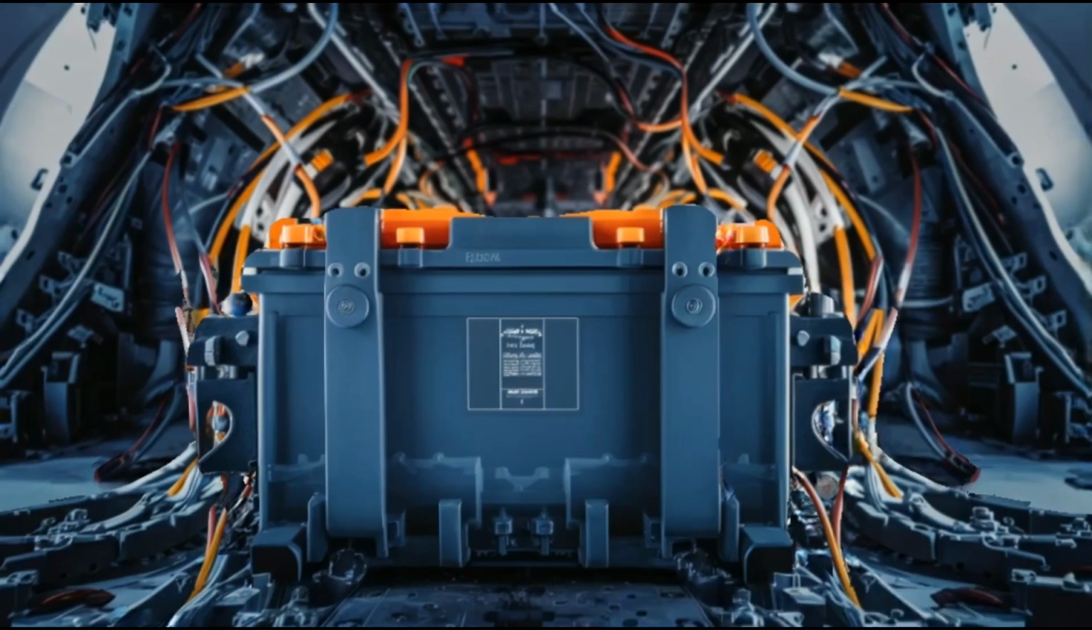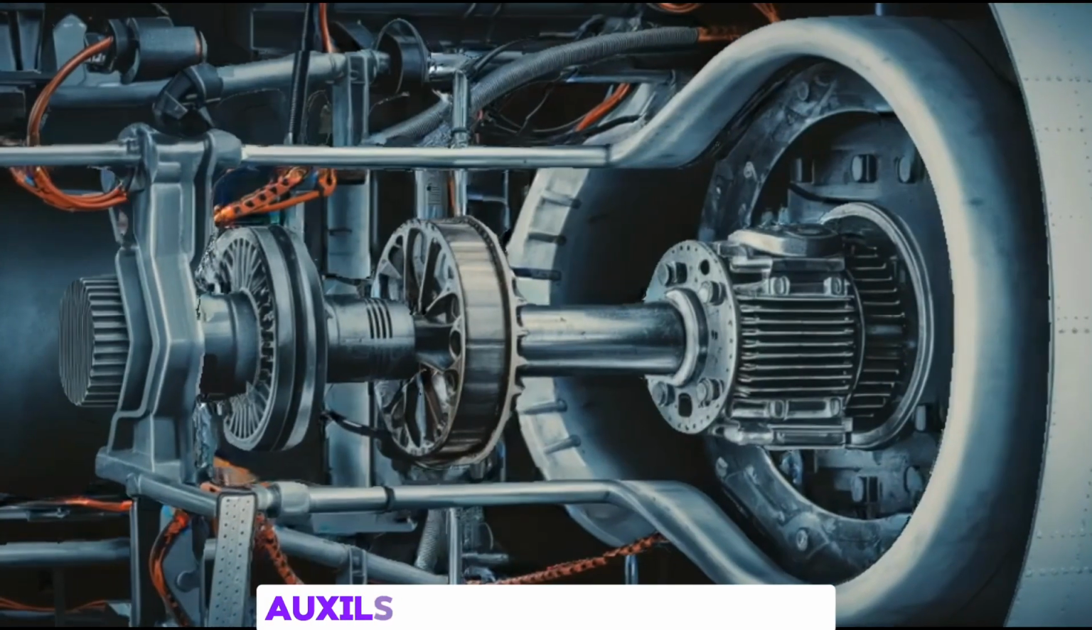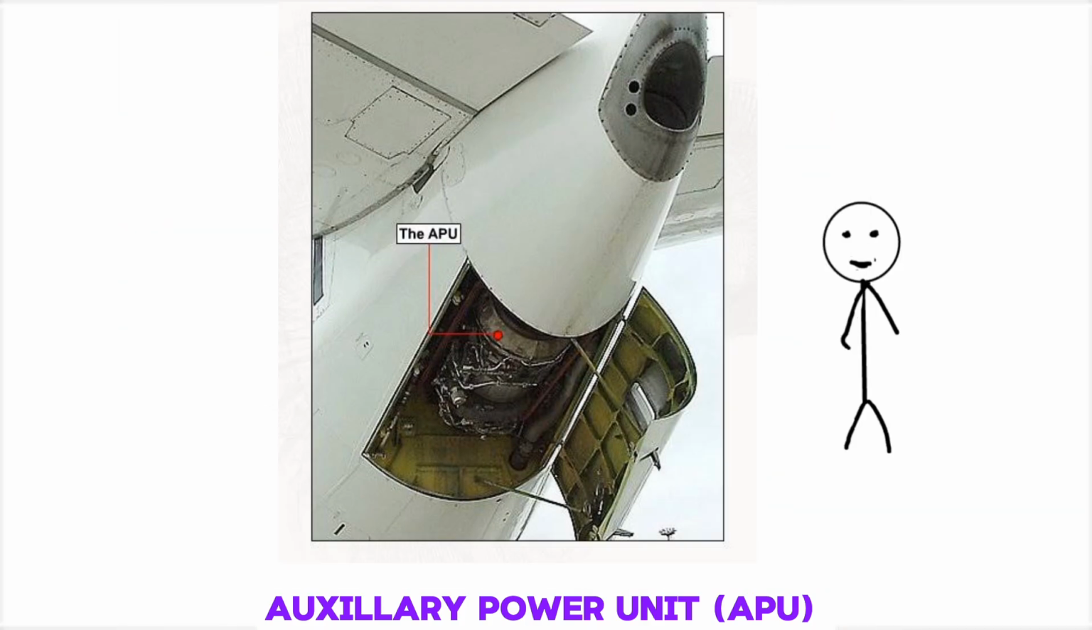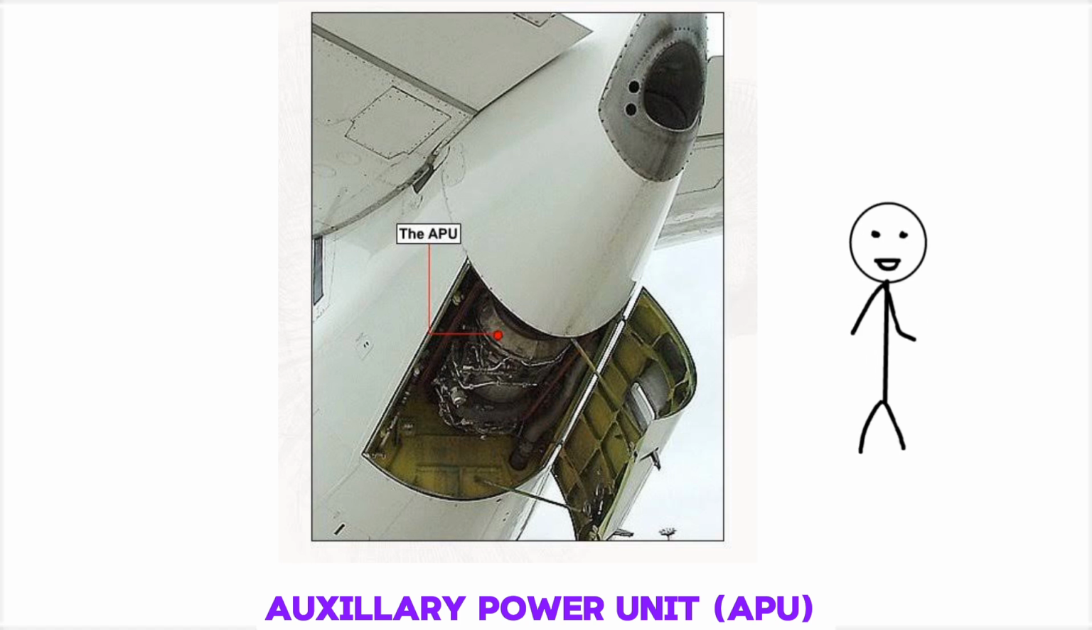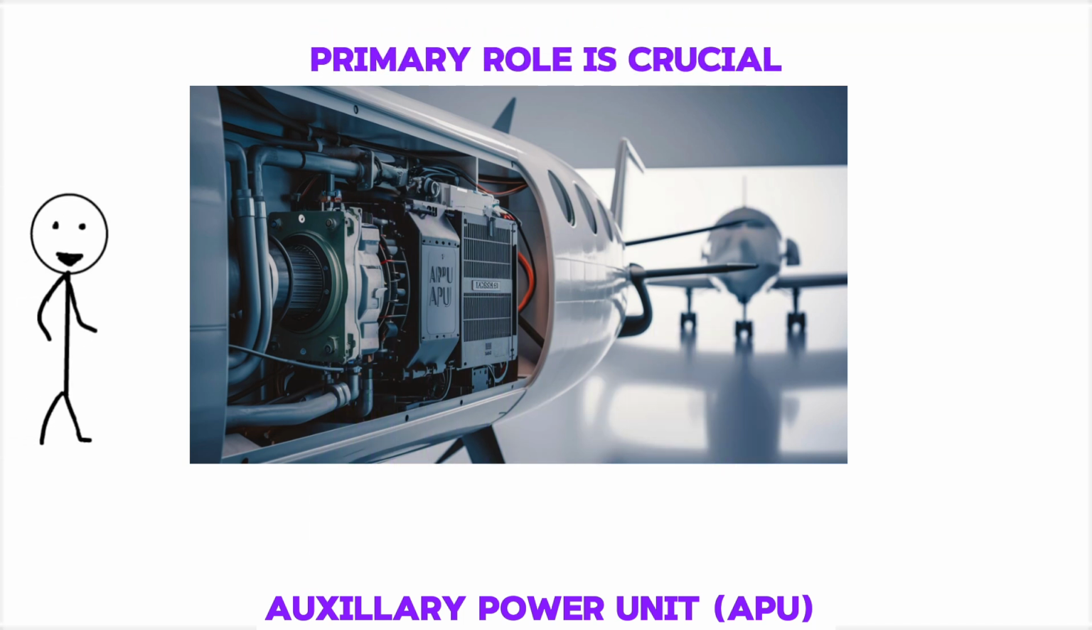This electrical power drives an electric motor connected to a shaft on what's called the Auxiliary Power Unit, APU. Situated at the aircraft's rear, the APU is a compact turbine engine known for its distinctive high-pitched noise when the plane is parked. Its primary role is crucial. It provides ample volumes of slightly compressed air necessary to start the main engines.